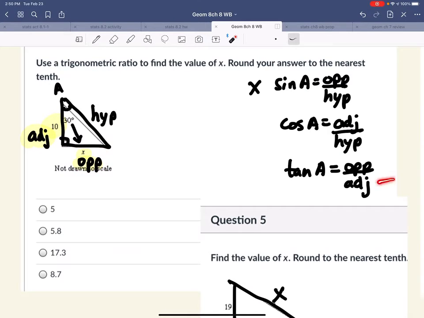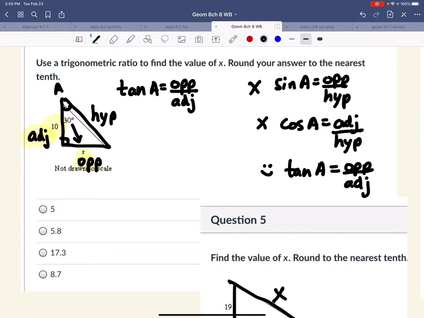So I have adjacent and I have opposite, so that's why I'm going to pick tangent. I don't know anything about the hypotenuse, so that's why I'm going to eliminate cosine, and we're going to use tangent. That's going to be the ratio we use for this problem. So the tangent of an angle is, we already said this, opposite over adjacent. So what is angle A?